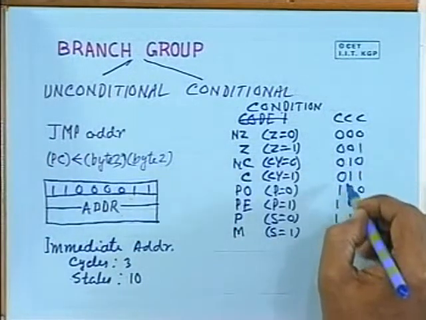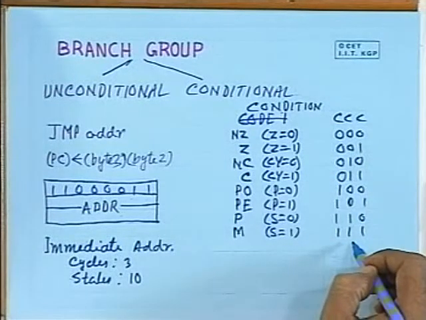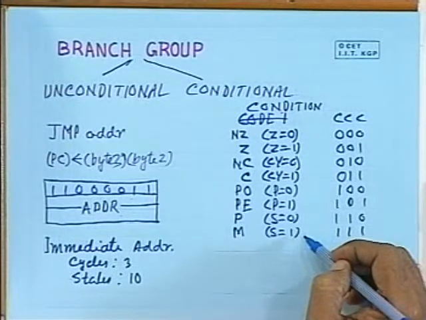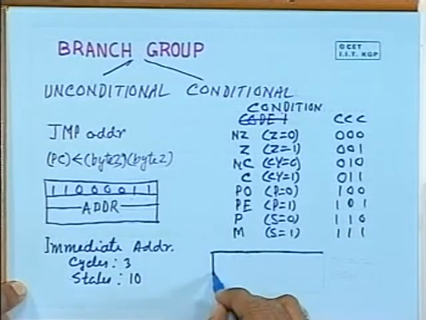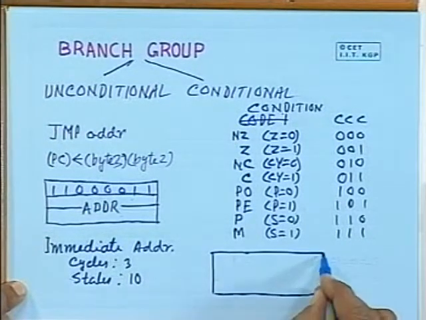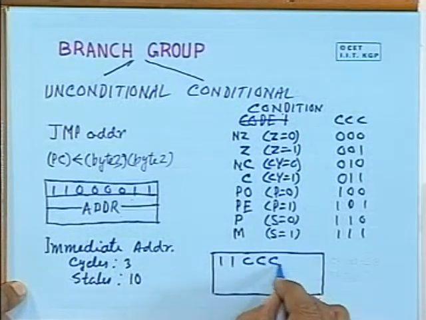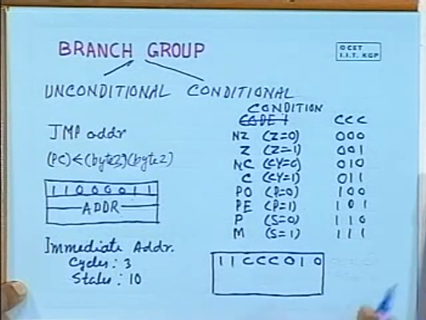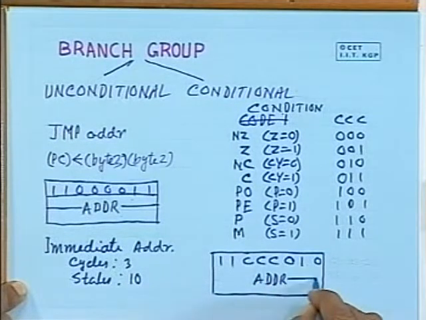So these 3 bits are used as part of the instruction to state which particular condition will decide the jump. For example, the instruction format for a conditional branch instruction is like this. You have got 1, 1, then CCC, 0, 1, 0, and obviously you will be provided with the address in the same way as the unconditional branch.